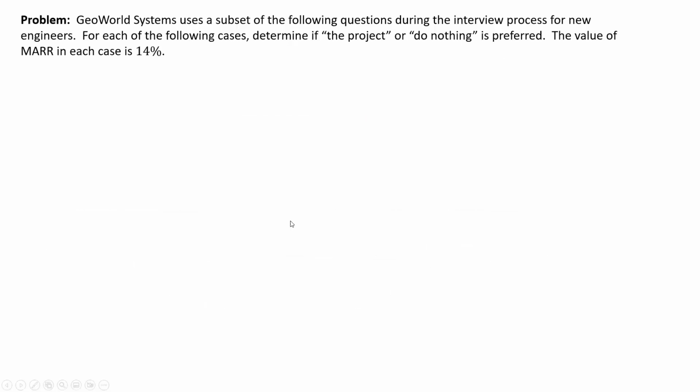GeoWorld Systems uses a subset of the following questions during the interview process for new engineers. I like this. For each of the following cases, determine if the project or do nothing is preferred. The value of minimum attractive rate of return in each case is 14%. For FE exams, these kinds of questions are very important. These are all simple questions.